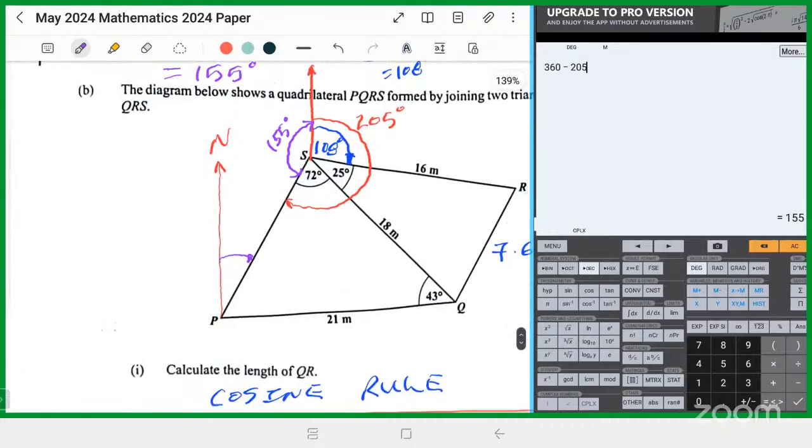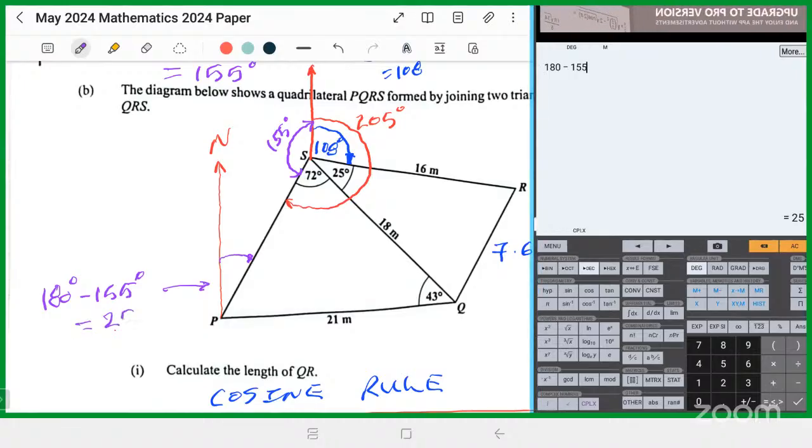And then the angle inside here that we want becomes 180 minus this. It becomes 180 minus the 155. That's what that angle is. Right? So it's 180 minus the 155. That's 25 degrees. Right? So that's 25 degrees. That's it. 25 degrees.